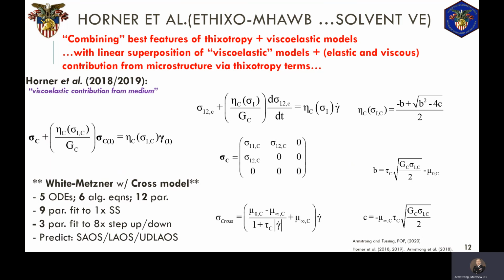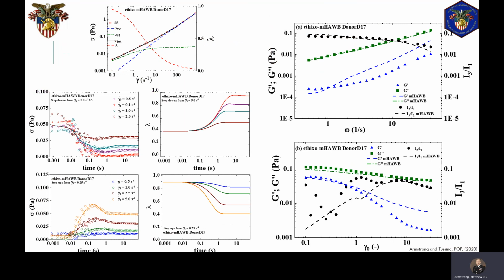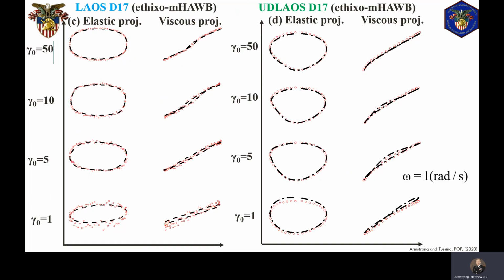All in all, we have 5 ODEs, 6 algebraic equations, 12 parameters. 9 of those parameters are getting fit to steady state, and the other 3 to the 4 step up and 4 step down experiments. Here's the result. On the left-hand side, you're looking at all the fits, starting at the top with the steady state, followed by the 4 step downs, and then the 4 step ups. On the right-hand side, we're starting to see the predictions using the mHAWB model with the donor from December 17th. Moving forward, here are the elastic and viscous projections of LAOS and UD LAOS respectively. And overall, we are capturing the qualitative features of the oscillatory shear.